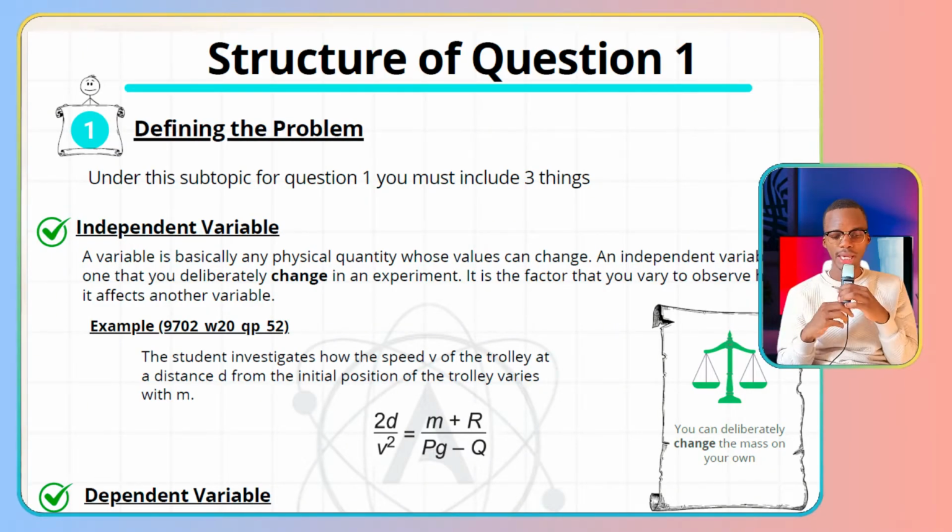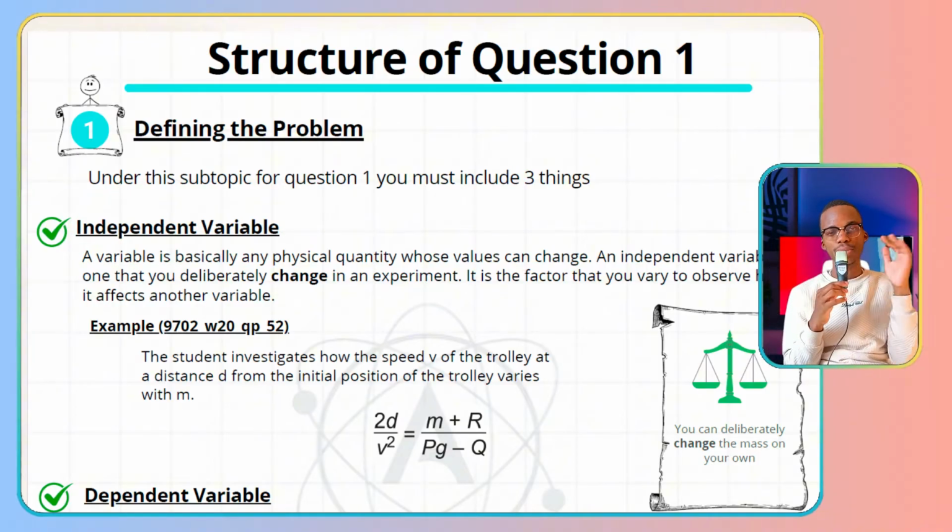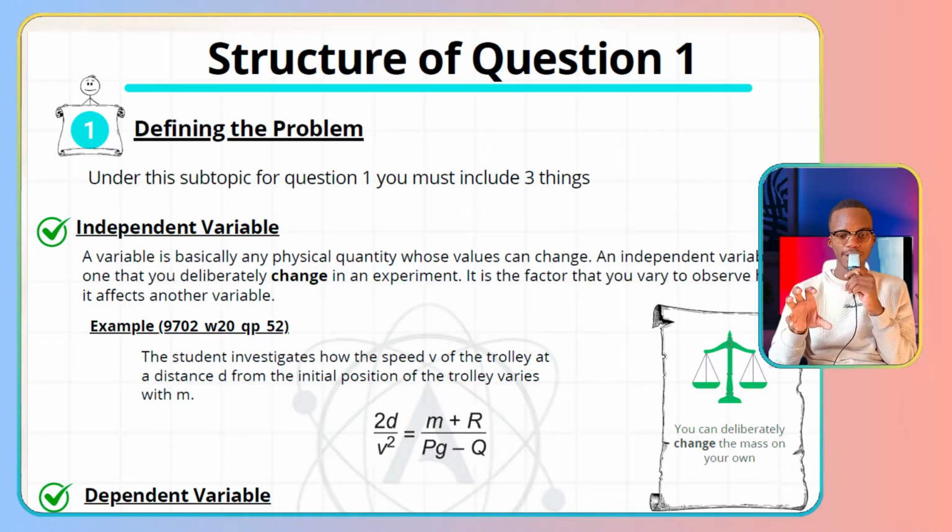And under this subtopic, you must include 3 things, right? It usually consists of 2 marks, in most instances. But you must include 3 things in order to get those 2 marks. What are they? Number 1, you must list the independent variable, right? So under defining the problem, which is the first subtopic that you write for question 1, you must understand what an independent variable actually is. An independent variable is basically a variable or any physical quantity whose values can change. So that's what a variable is.